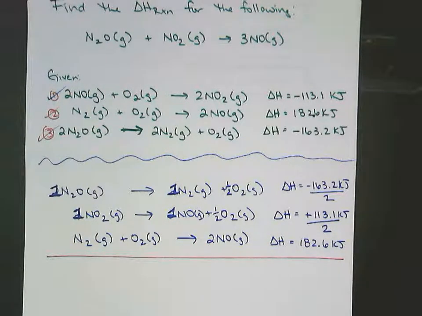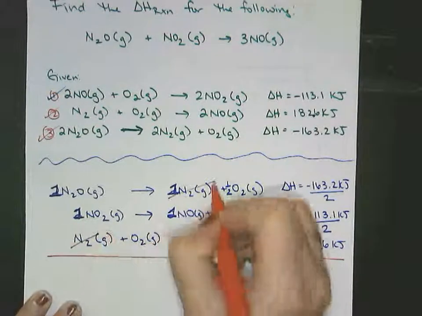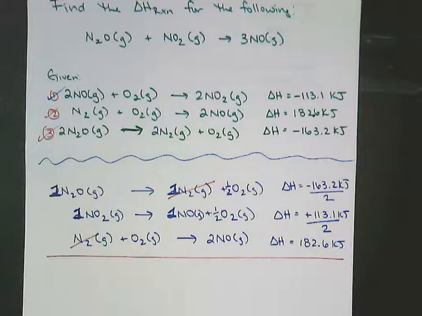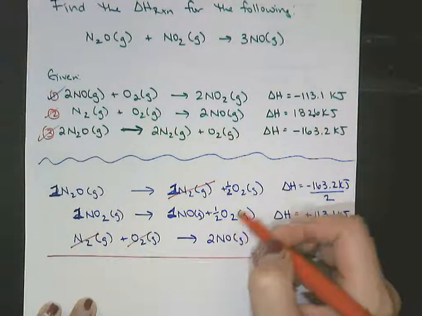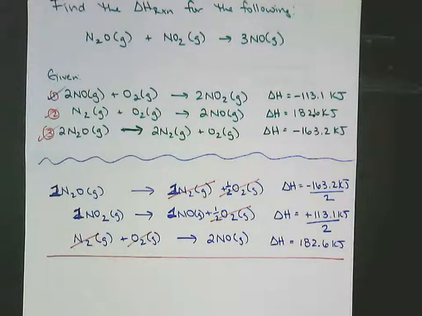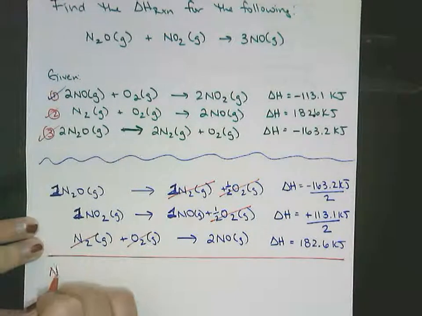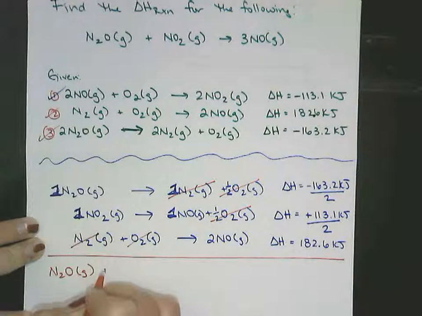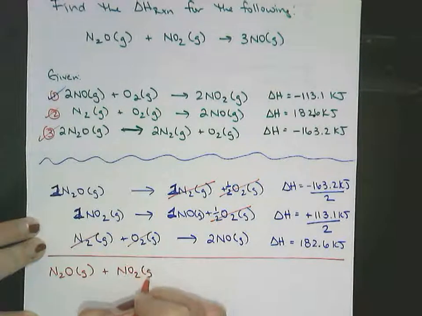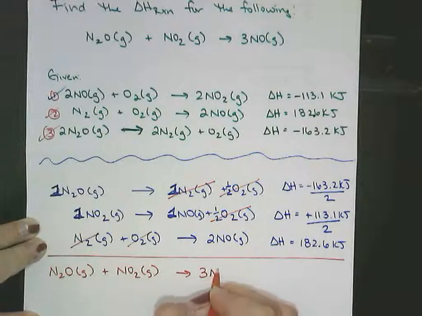All right, so once we cancel some of these guys out, it'll be easier. So the N2s are gone. What else is gone? The O2s, right? I have 1 on this side, and I got 2 halves. And they're all gone. Is there anything else that cancels out? There shouldn't be. Nothing else should cancel out. So I should have N2O plus NO2 makes 3 NO.